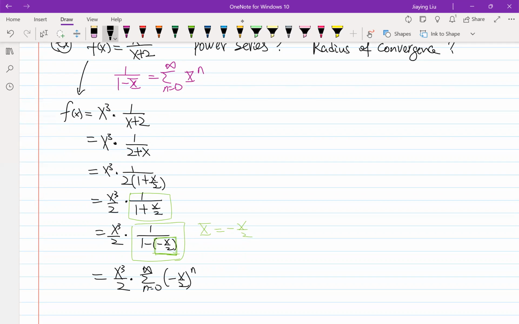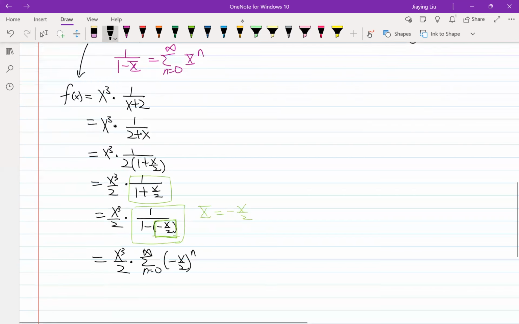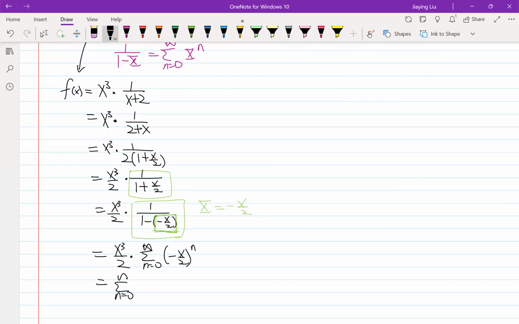So now we have an expression with x multiplied with the series. What we could do, just like before, is bring the term in front of it inside and separate the negative from the rest. So I have sigma n from 0 to infinity, x cubed over 2 times negative 1 to the n, and then x to the n over 2 to the n. I'm going to write it as x to the n divided by 2 to the n.